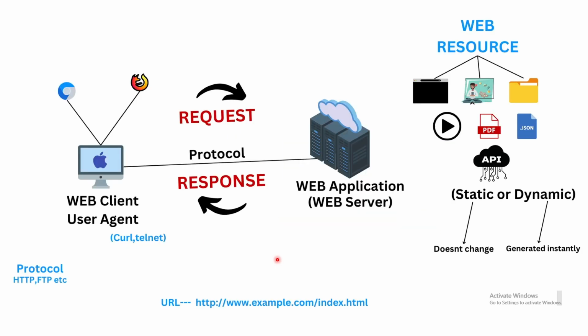So, first of all, let's understand what a web application is. A web application is a piece of software that can be accessed from a browser, and we all know what a browser is. A browser is an application we use for browsing the internet. Here you can see Chrome, Edge, Firefox, etc. as examples of browsers.